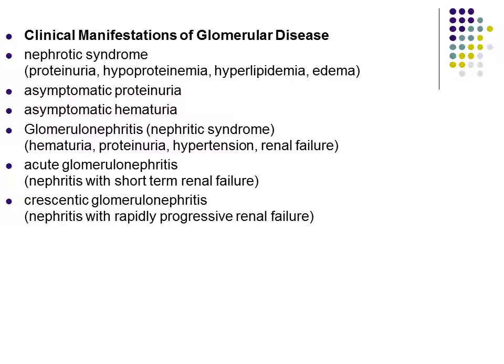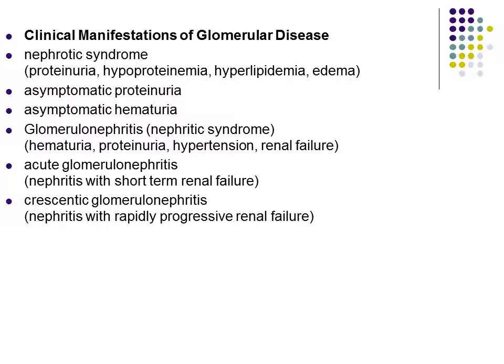Then comes nephritic syndrome. Remember, the difference between nephrotic and nephritic is that there is hematuria in nephritic syndrome, glomerular nephritis. The proteinuria is not as heavy as in nephrotic syndrome, it is less than 3.5 grams per day. The patient has hypertension and there is renal failure. So now you might think, why is there such a change in the features between glomerular nephritis or nephritic syndrome and nephrotic syndrome?